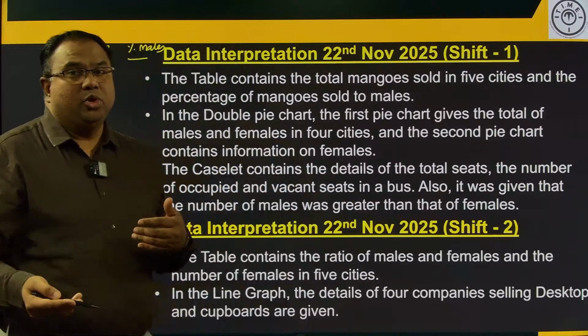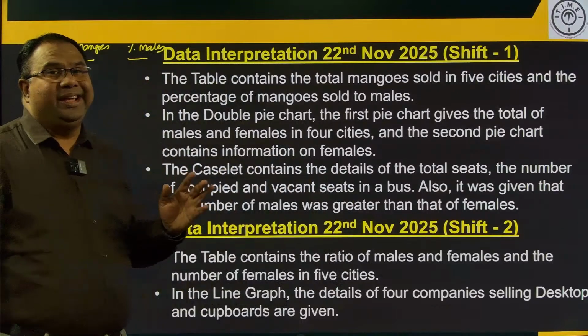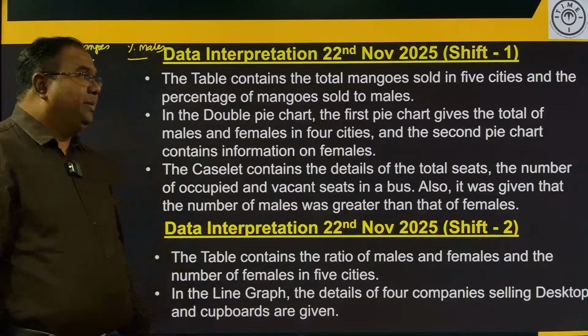So if you know the percentage sold to males, obviously the total has to be 100%. If 60% were sold to males, then 40% have been sold to females, right?